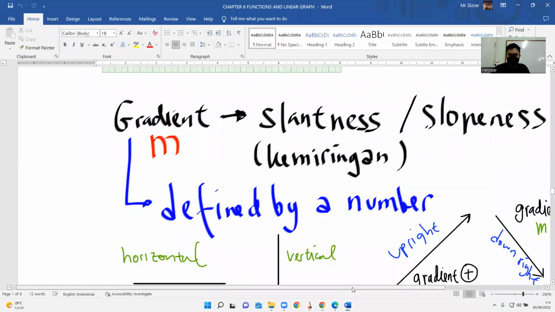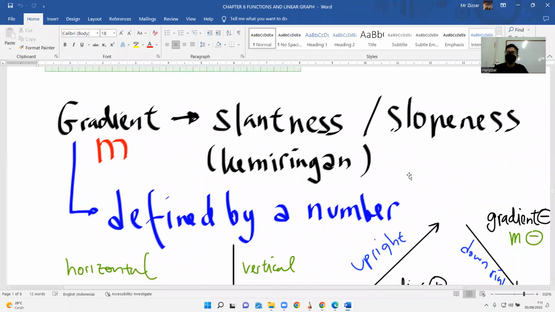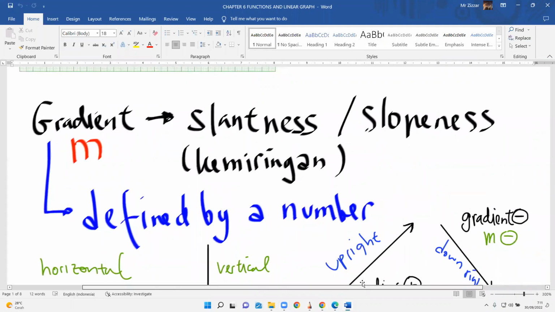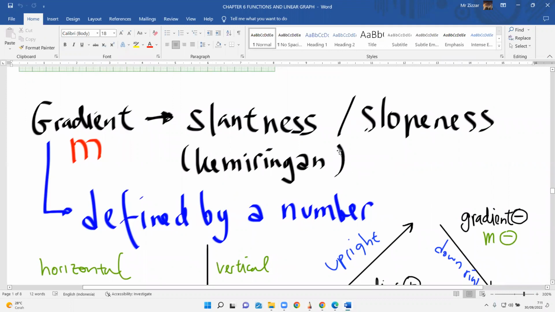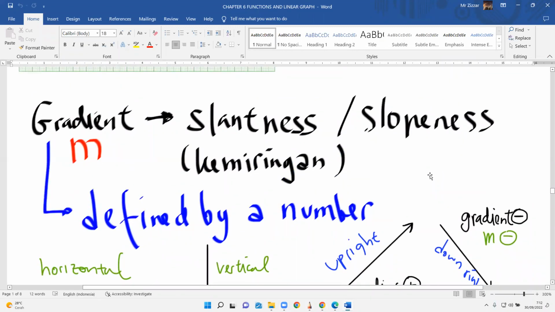Okay, the gradient itself is talking about the slantness or the slopeness. Do you know what is the slantness or slopeness? In Indonesia, we can say that it is kemiringan. How slant it is, how slope it is. So when you do hiking, the slantness affects your activity on the track of the mountain. Okay, for example, this.